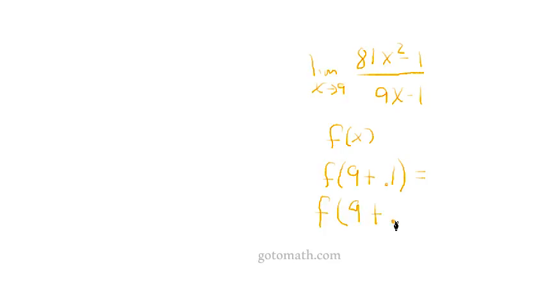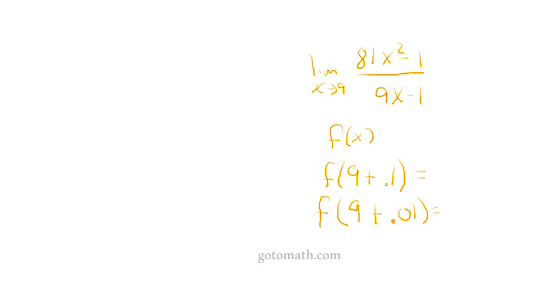And then we're going to get closer, 9 plus, let's say, 0.01. In other words, we're going to get closer and closer to 9, right? So this just becomes 9.01, and we plug 9.01 in and get out our y value.